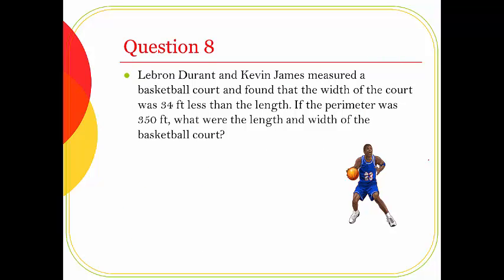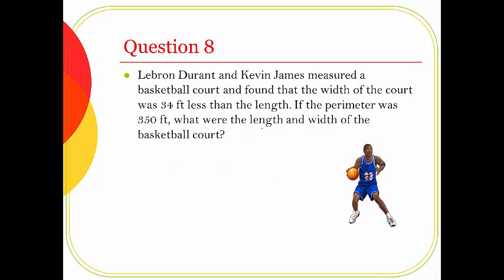Question 8. LeBron Durant and Kevin James measured a basketball court and found that the width of the court was 34 feet less than the length. If the perimeter was 350 feet, what were the length and width of the basketball court? You understand why I'm smiling, right? LeBron Durant and Kevin James. Okay, let's get back to business.